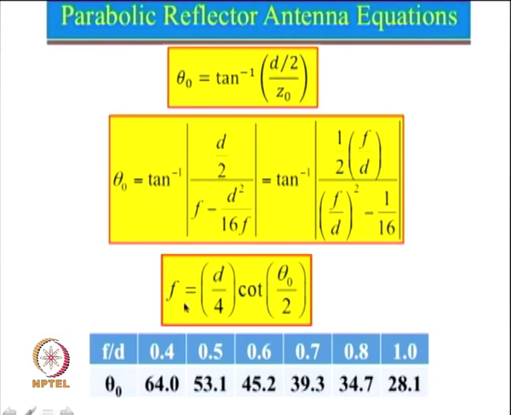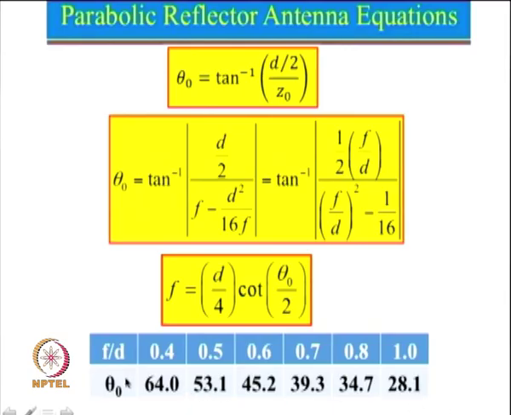It is very important to choose a proper value of f by d, as we will see later on. So, let us just see, I have just done some calculation here. So, f by d, so d comes on this side. If f by d is 0.4, you can use this equation, and we have given different values of f by d, 0.4, 0.5, and then correspondingly the value of theta 0 has been calculated. So, that comes out to be 64, 53 and so on.